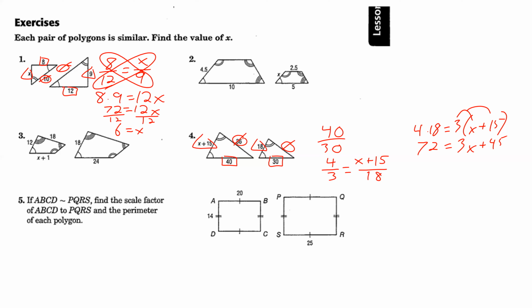Now, we need to solve it. So we got to get x by itself. What's our first step? Minus the 45. So subtract 45. That brings this all the way down to 27. What do we need to do now? What's our last step? Divide off 3. x is 9.